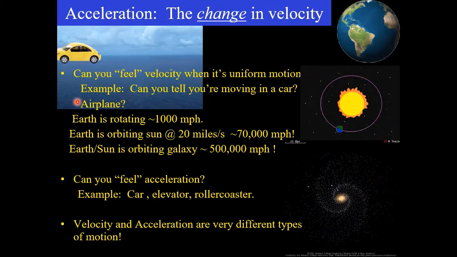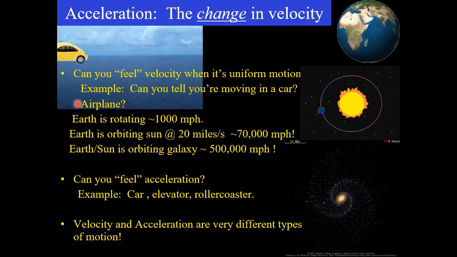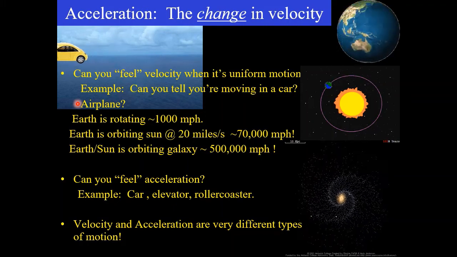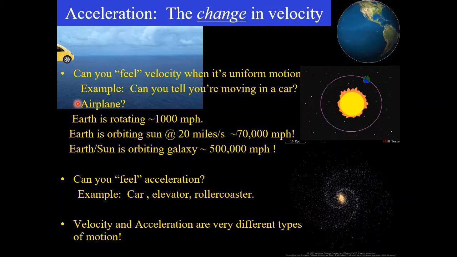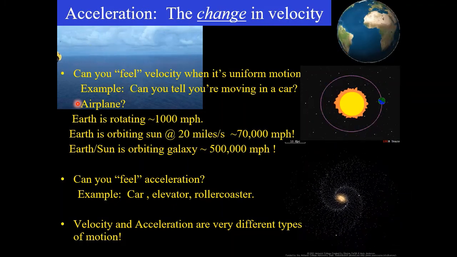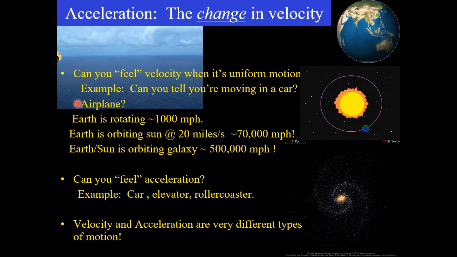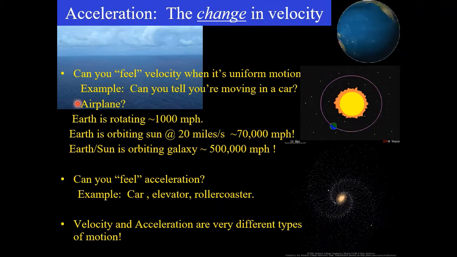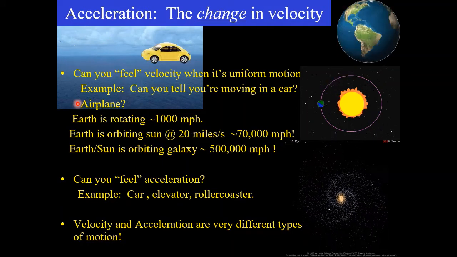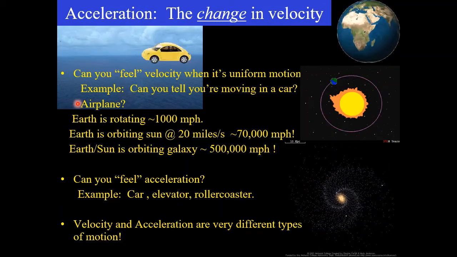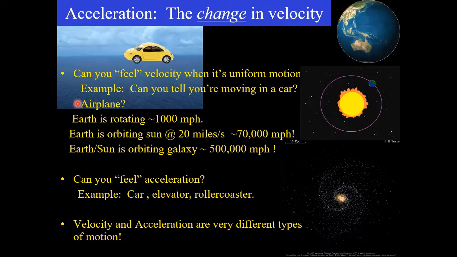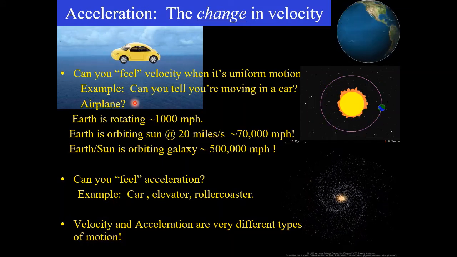The same thing applies if you've ever flown in an airplane. In a jet plane, when you're up at cruising altitude, you're actually moving very fast. You might be traveling at 500 miles per hour, but if the flight is smooth and you're not looking out the window, you don't have a sense of motion at all, as long as you're moving at a constant speed.